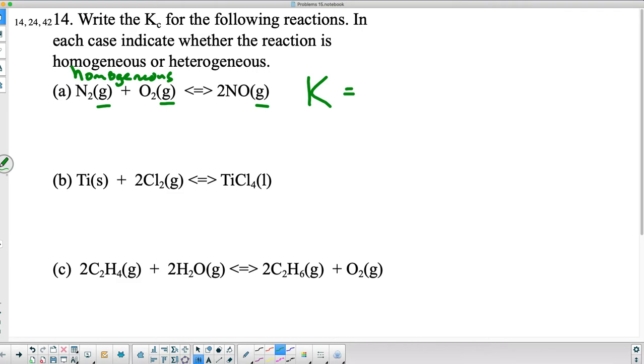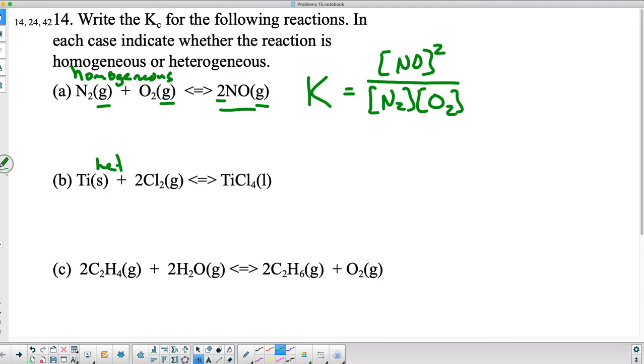The K expression looks like this. We start off with products over reactants, and any coefficients show up as exponents. I use my bracket here and put the 2 over top like that. That's the product, so that goes on top. And then the concentration of N2, which does not have a coefficient, so there's no exponent, and the concentration of O2, just like that. Easy, very simple.